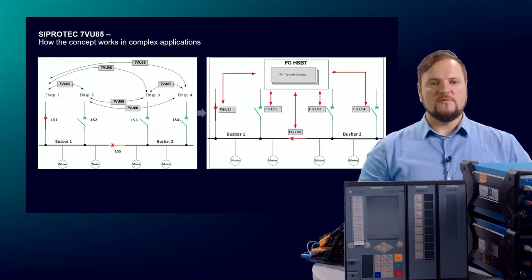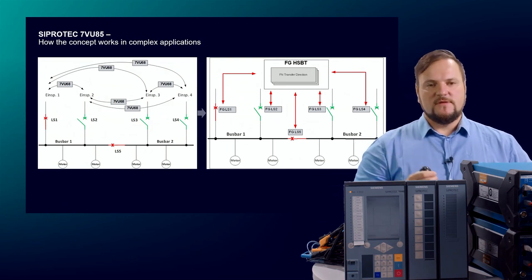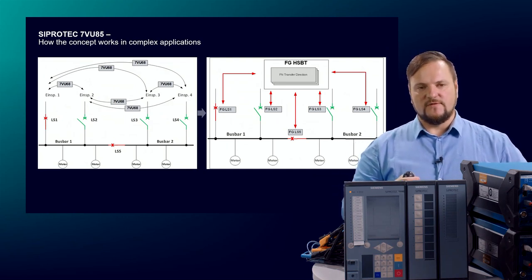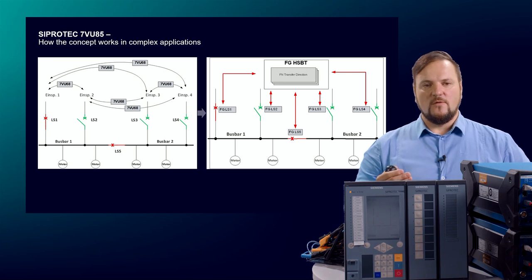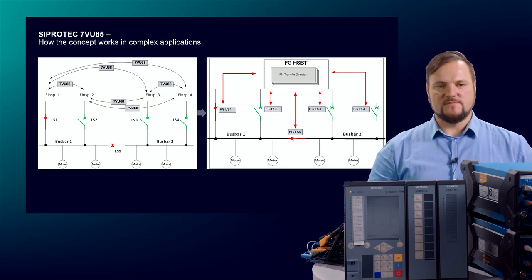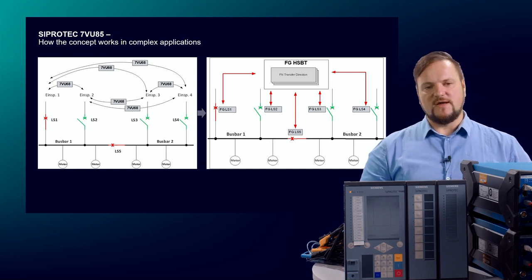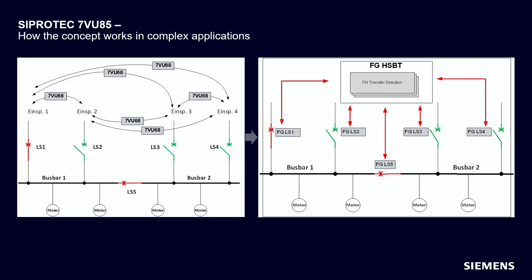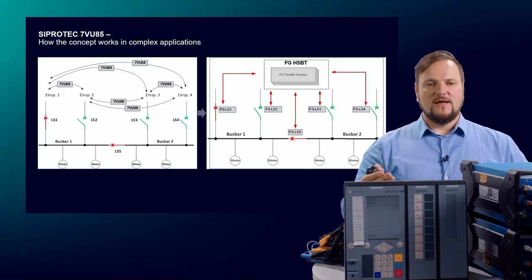Now we come to the concept. This is how the concept of the HSBT system works. On the left side, we have a typical application in an industry. So we have a 5 breaker application, 4 incomers, 1 tie CB, and to provide the HSBT functionality, we need up to 6 devices to have the transfer from one side to the other side. So you see there is also a disadvantage.